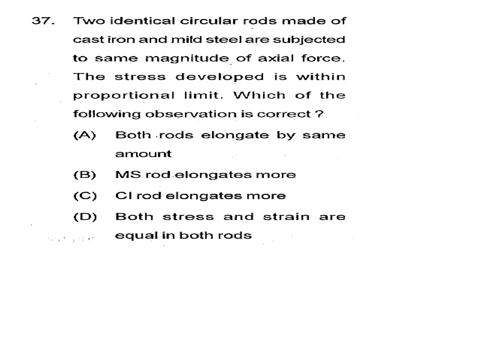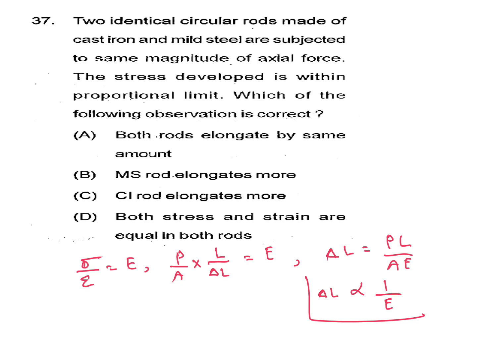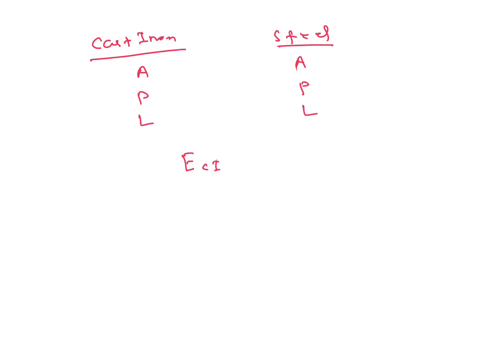So, stress by strain equal to E. Stress is P by A. Strain is change in length to original length. So, del L equal to PL by AE, or del L is inversely proportional to E. In this question, for cast iron and steel, in both cases area is same, A, load also same, length also same, and we know Young's modulus of cast iron is approximately E steel by 2.